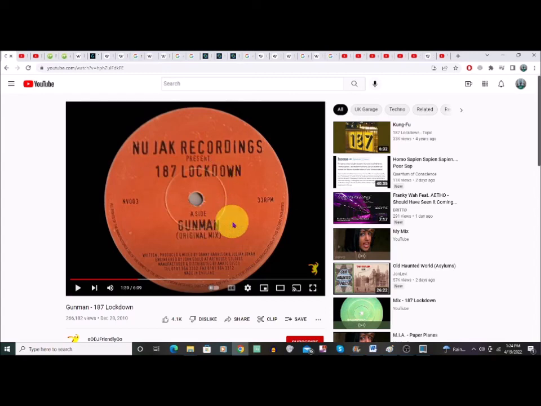So they took a sample from that film, from the gold watch, and they made a dance track out of it, basically. 187 Lockdown is the band's name, and Gunman. I mean, you just can't write this stuff. How the hell does this happen? Okay, so we've got another nice little link there, right? I don't know what else I want to cover in this video.